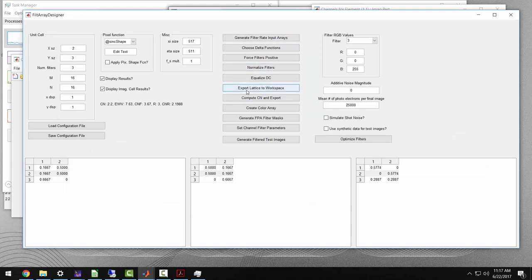Let's talk about, so we've already shown this, force filter positive just takes any negative values in here and adds them so that they go to zero. And then that enforces the positive irradiance constraint. Normalize filters just takes each filter and scales it so that the largest value is 1. Equalize DC equalizes the baseband channel among all the filters that you have. Export lattice to workspace. Let's see what this does.